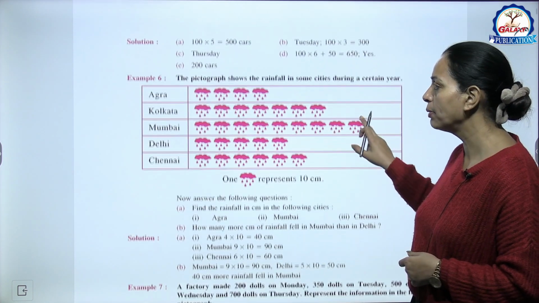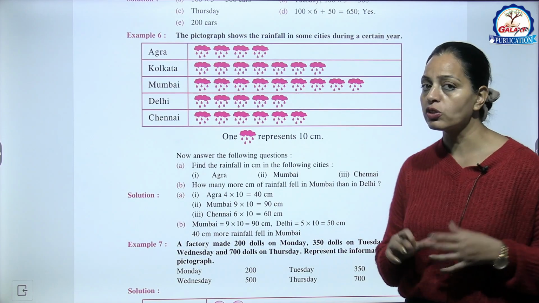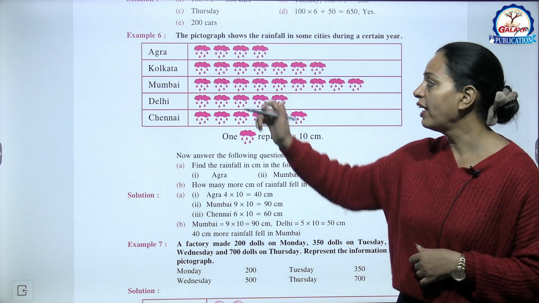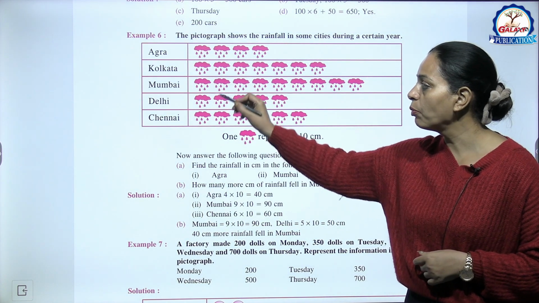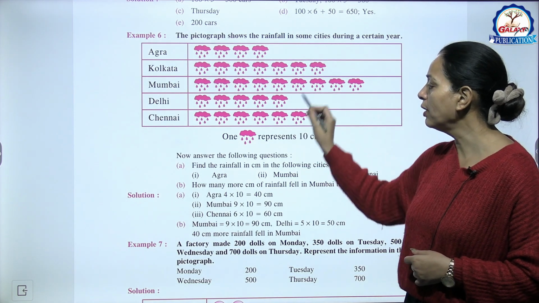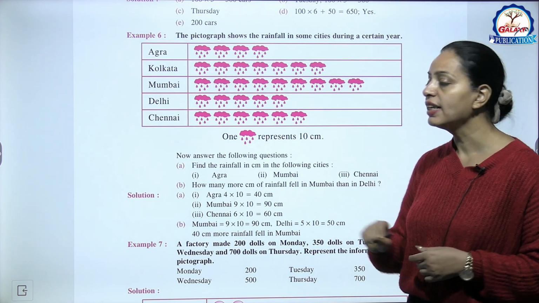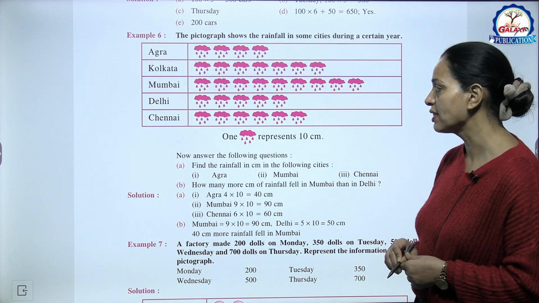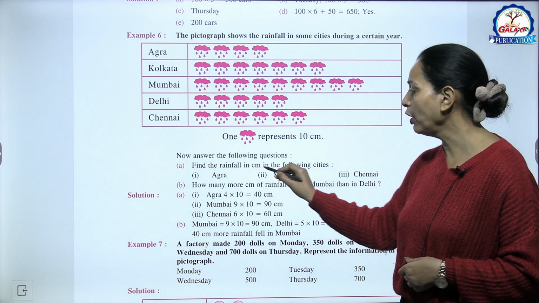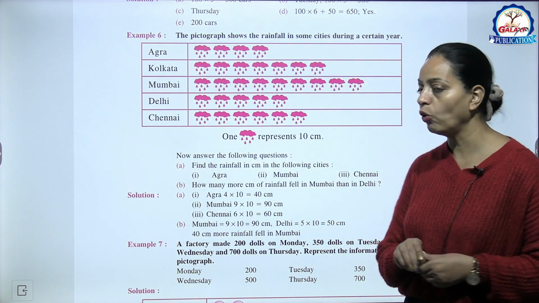Now come to example 6. The pictograph shows the rainfall in some cities during a certain year, like Agra, Calcutta, Mumbai, Delhi, Chennai. So here one symbol represents 10 centimeter. Now answer these questions. A part, find the rainfall in centimeter in the following cities.